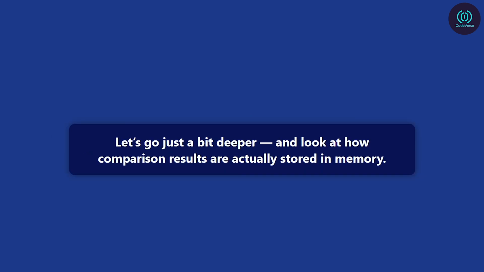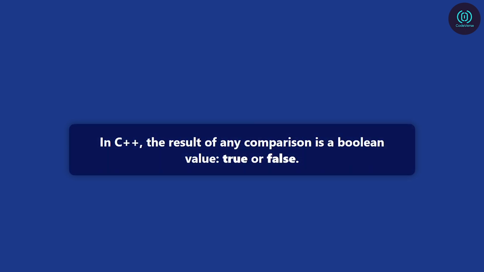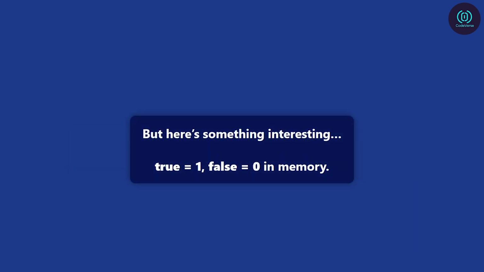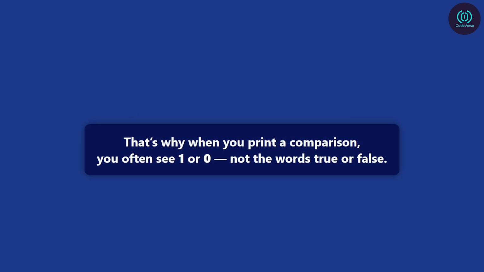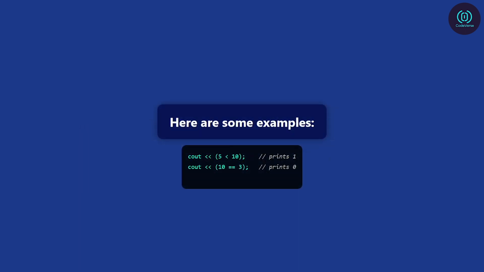Let's go just a bit deeper, and look at how comparison results are actually stored in memory. In C++, the result of any comparison is a Boolean value, which means it's either true or false. But here's something interesting. Under the hood, true is actually stored as the number 1, and false is stored as 0. That's why, when you print the result of a comparison, you often see a 1 or a 0 instead of the words true or false. For example, cout 5 less than 10 prints 1, cout 10 equal to 3 prints 0. It's the same logic, just a different representation.